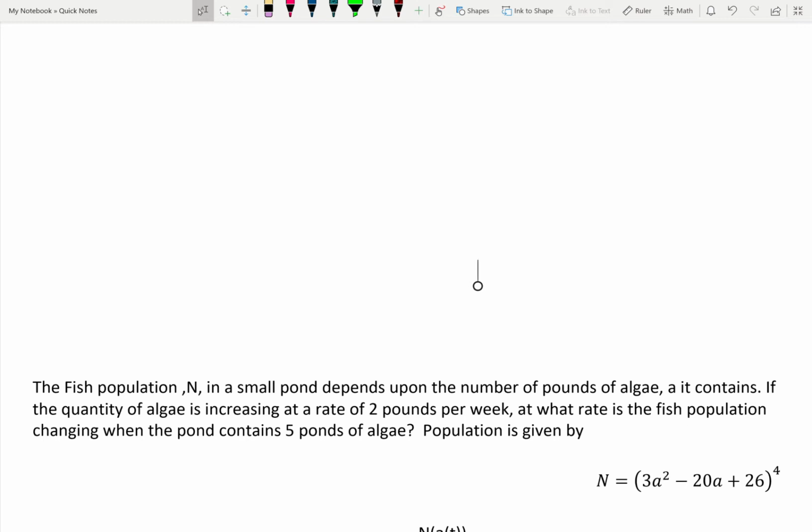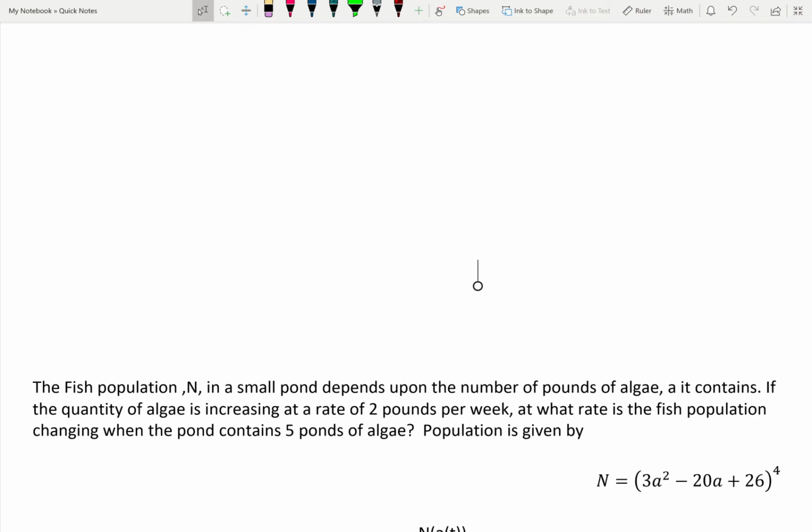A lot of words in this question. Now the population, in other words big N, is given by this equation. N equals that whole mess: 3a squared minus 20a plus 26, all raised to the fourth power.